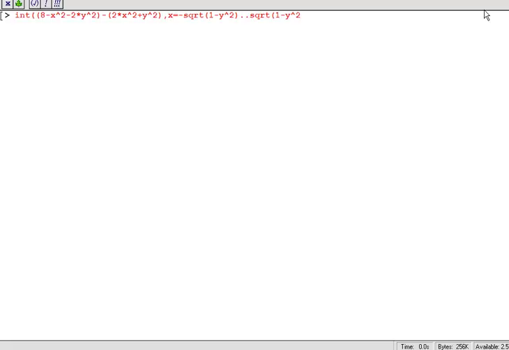Okay, so first I'm going to integrate with respect to x, and then I'm going to integrate that with respect to y. I get 13 pi over 2.